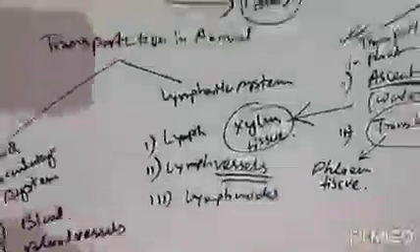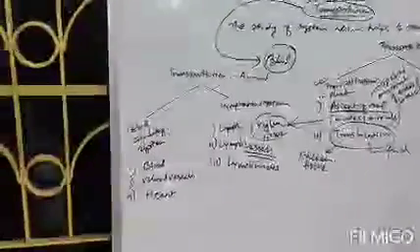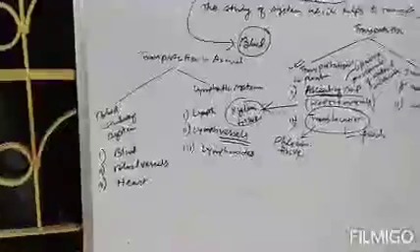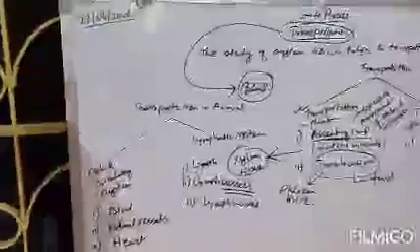Now what are vessels? Vessels are like water pipes. For example, water comes to our house through some corporation or from somewhere. How does it come? It comes through water pipes. So vessels are like water pipes. They are composed of various tissues. Clear?